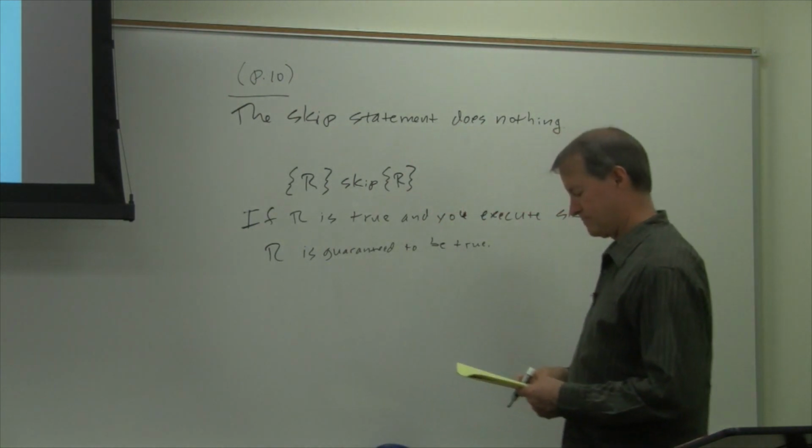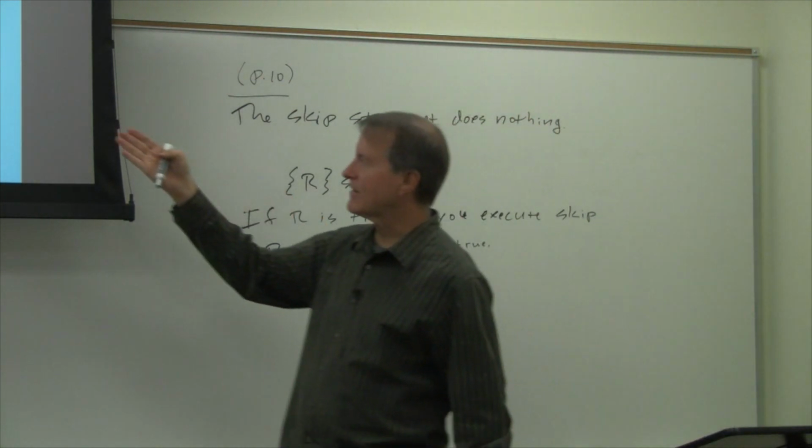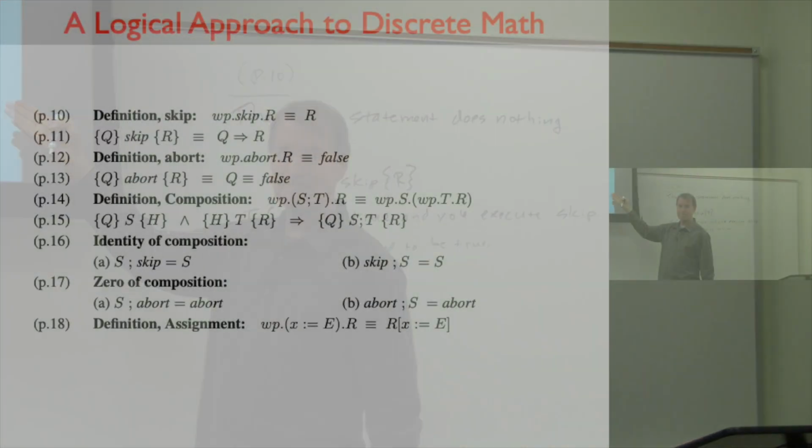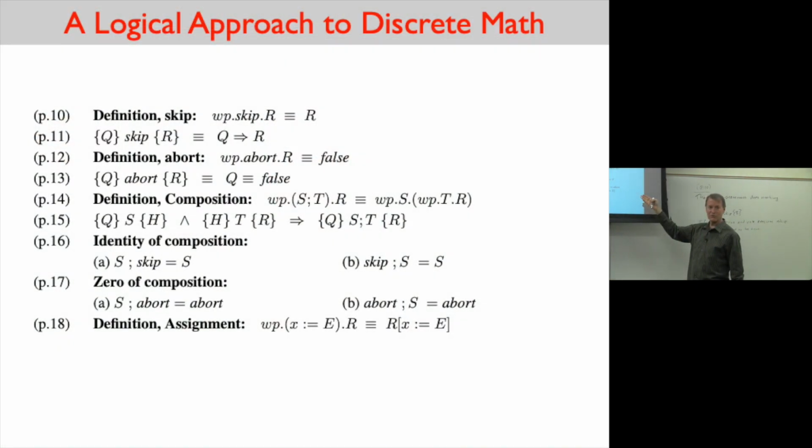Okay? So now let's take a look at P.11. P.11 is a proof for you to do in your homework next time. And what does P.11 say? It says if you have the Hoare triple, Q skip R, that is equivalent to Q implies R. Is that because nothing happens in the statement, so it would have to imply? Yeah, by definition of skip.